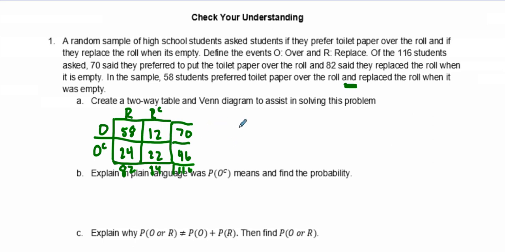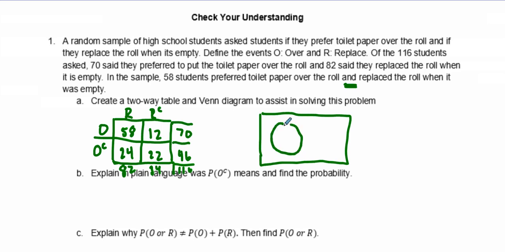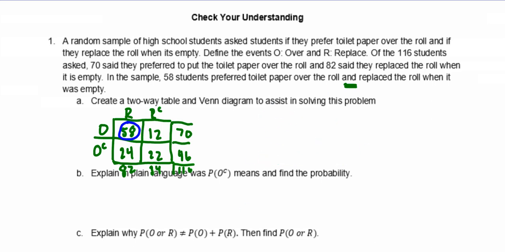Now, this is our two-way table. For our Venn diagram, if we were to draw this out, I'm just going to draw a little box, and we have one circle and a concentric circle right here. We'll say this is our O, then we'll say this is R. First off, let's place the 58 people in this little middle part right here. I'm going to make this a little bit bigger. I apologize. All right, so you can see this.